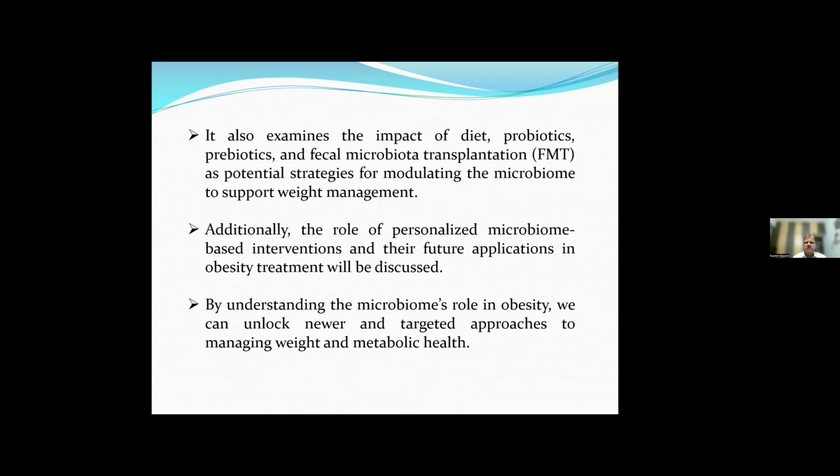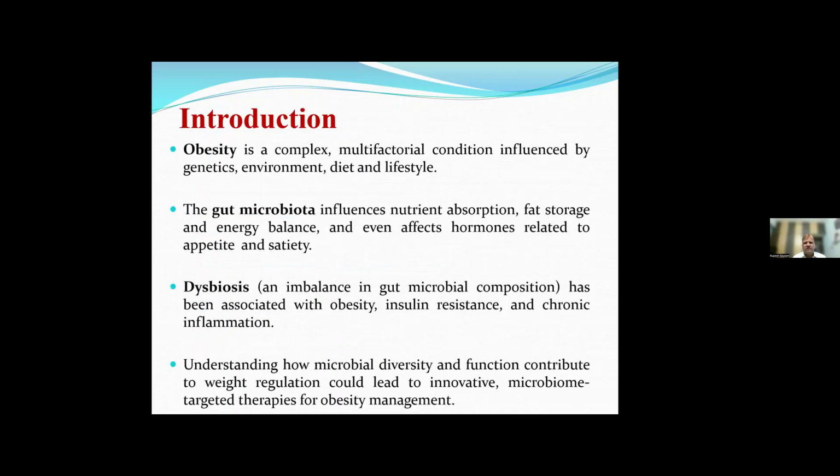This is the introduction part of my study. We all know that obesity is a complex, multifactorial condition influenced by genetics, environment, diet, and lifestyle. It can come through genetics from our fathers and grandfathers, or it can develop by the environment or diet. Diet is the main factor for obesity. Right now our diet is so much disturbed. We are taking burgers and pizza, which affect our body and produce obesity, and lifestyle is also very disturbed these days. Various diseases occur due to this bad lifestyle.